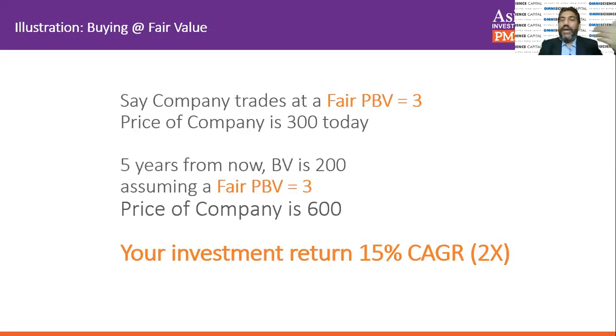Now, when you buy in the market, typically you don't get a company at the book value. Let's say the fair multiple, fair price to book value for the company is 3. So the share price of the company would be 300 today. 5 years from now, book value is 200, and you still sell at the fair price to book value of 3. Then price of company is 600. Your investment return is 15% CAGR, and you have doubled your money. So it's a 2-factor. Right?